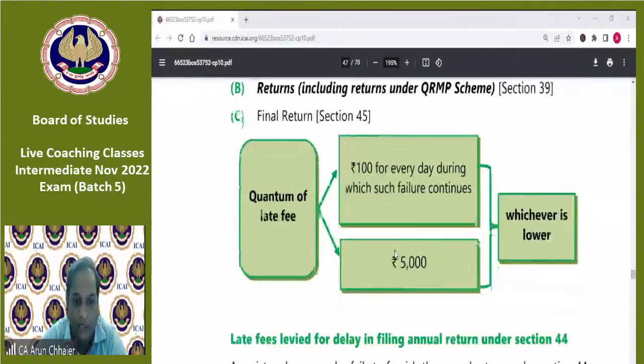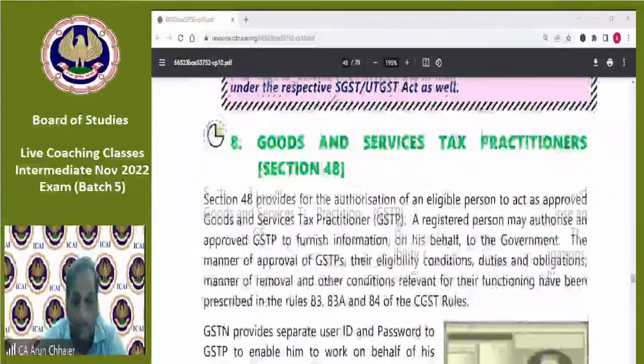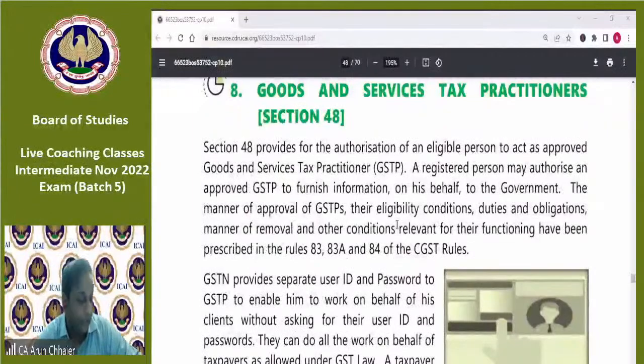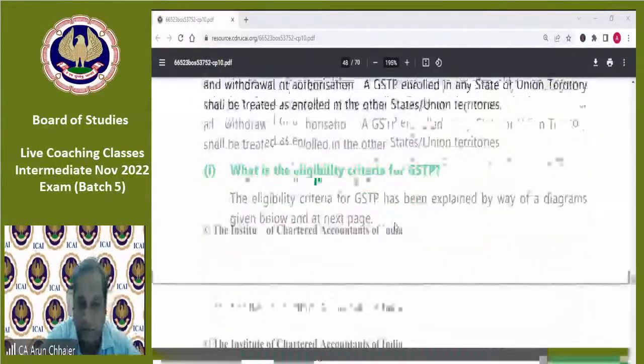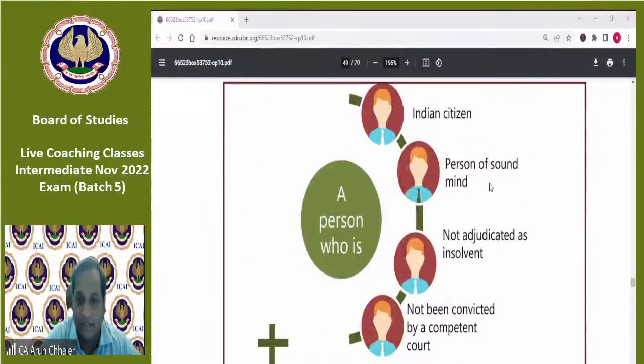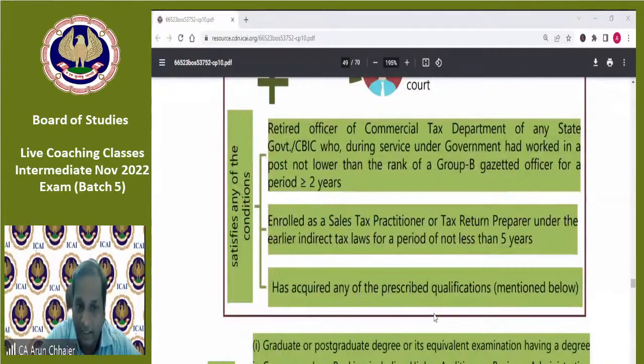Late fees, we have already discussed, 100 rupees per day or 0.25% of the turnover. And GST practitioner is completely theory. I am leaving it on you to read section 48. Indian citizen, person of sound mind, not adjudicated as insolvent, not convicted by a competent court, etc. They are eligible to become a GST practitioner. You all can read. It is a theory point only.